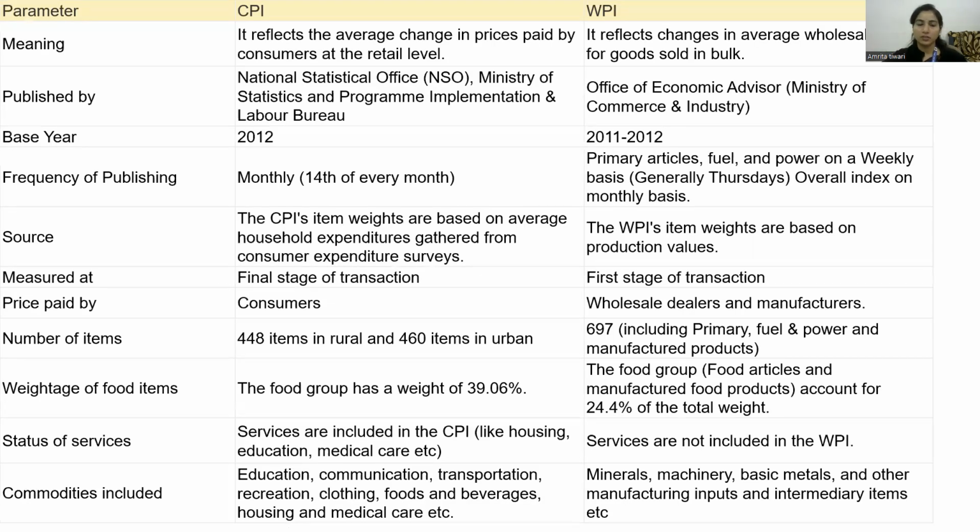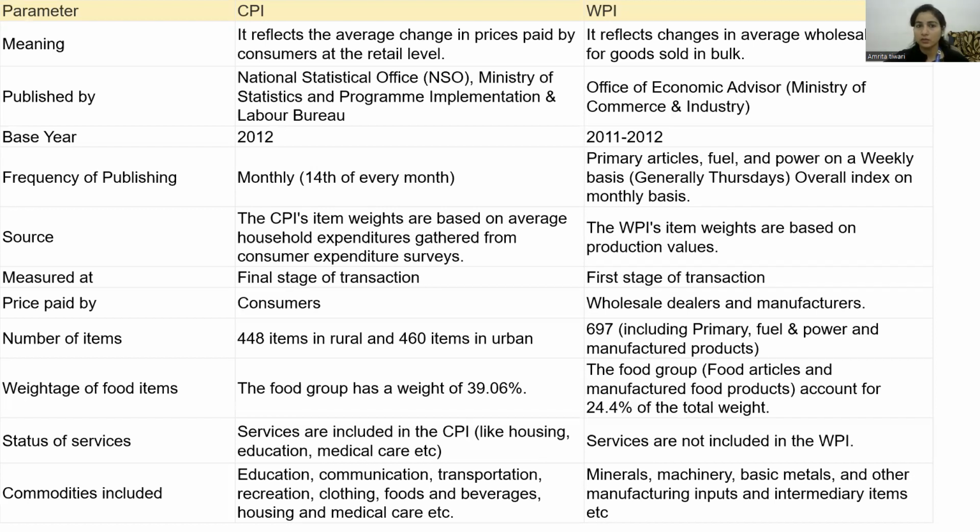So I have taken a certain table from the internet, that is the comparison between the CPI and WPI, to make it easy to understand. Here I am going to give you a quick review of the CPI and the WPI. The meaning of CPI: it reflects the average change in the price paid by the consumer at the retail level, okay? And WPI is at the wholesale price level for goods sold in bulk. CPI is published by NSO, and WPI is published by the Office of Economic Advisor. The base year for both is 2012.